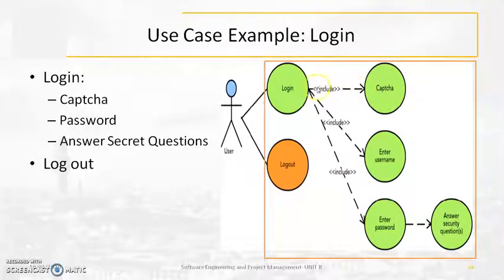This is an include type of relationship, so it is compulsory. Without the CAPTCHA, the user cannot log into the system. Similarly, without entering the username and password, the user cannot log in. So these are mandatory use cases: CAPTCHA, entering passwords, and usernames. That's why it is an include type of relationship. And this other one, entering a password, is nothing but answering security questions, so it may be an extend type of relationship.